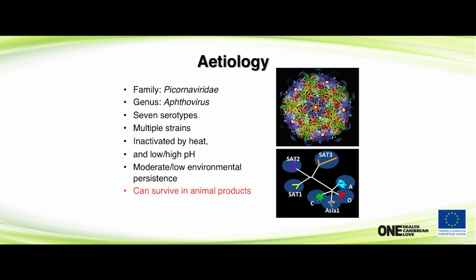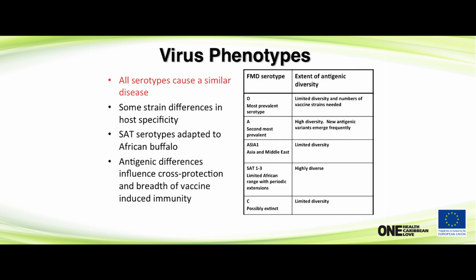So the picture here, you can see the virus particle, which is a protein capsid. It has no envelope, and you can see here the 7 different serotypes of the virus as far as the genetic relationship goes. So a little bit about the different viruses. All of the serotypes cause essentially the same disease, so you've got more or less one disease. But there are some strain differences, for instance, in host specificity.